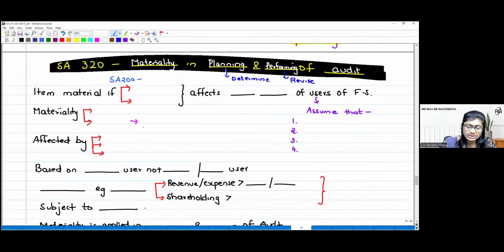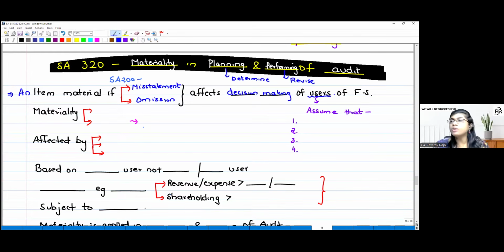Can you say, an item is said to be material. An item is material if its misstatement or one more word, omission affects, what it affects? Affects decision making of whom? Users of FS.